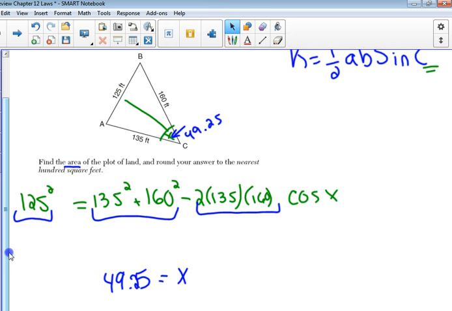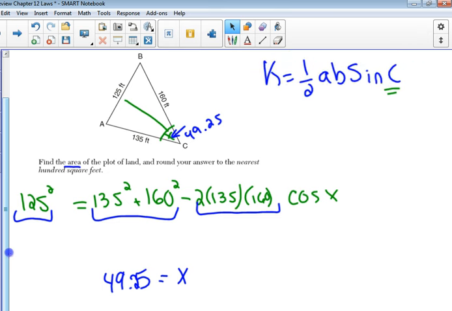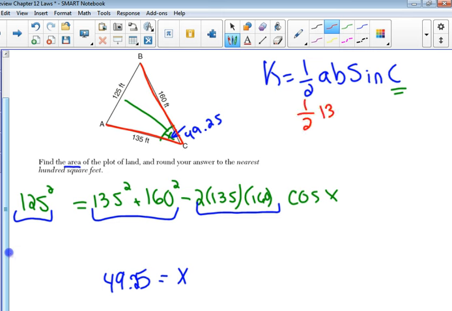Now, when you go to do your area, this is really important. What two sides do you need to use? What do the A's and B's have to be? Enclosing, good. The A and B have to be the two sides that form the angle. So when you type this in, it has to be 135 times 160 times the sine of 49.25. Once you type that in, see what you get.